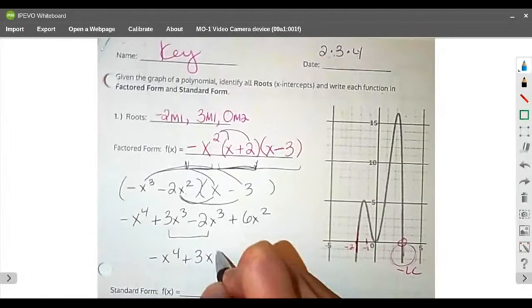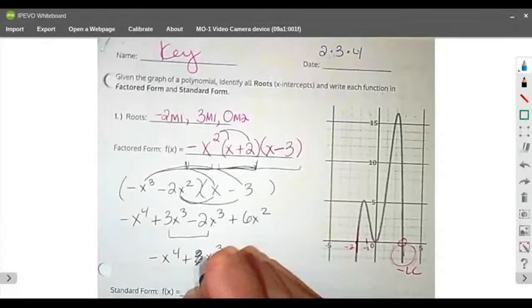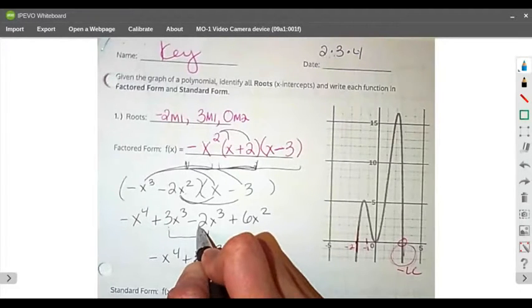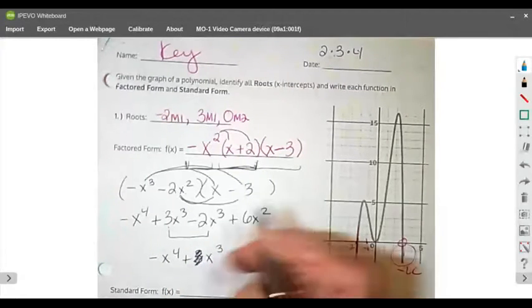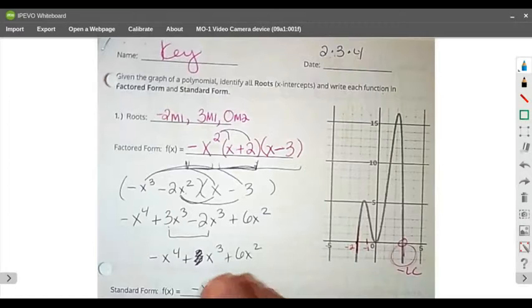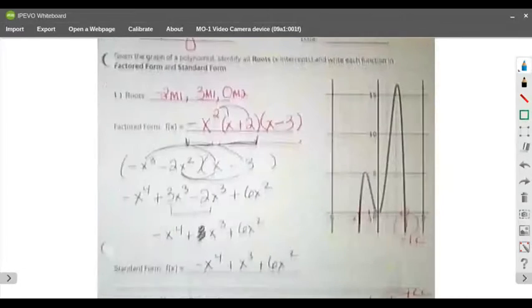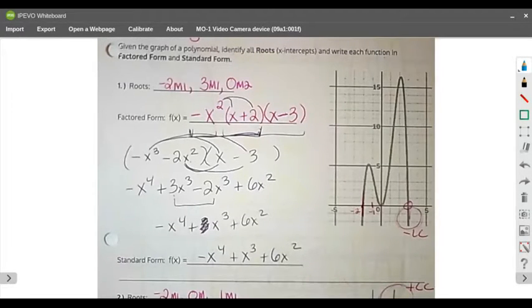So your final standard form would be this. Negative x to the fourth plus 3x, whoops, I forgot to combine, 3 and negative 2 is going to be positive 1. Sorry, that should be 1x to the third plus 6x squared. So let's write that down here. Negative x to the fourth plus x to the third plus 6x squared. So that would be your standard form. Like I said, you're just multiplying your factors. You wrote your factors, now you multiply them.